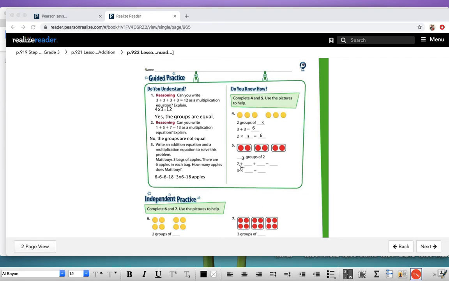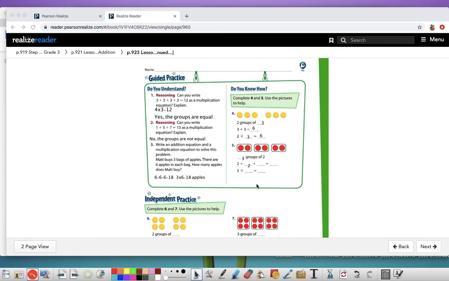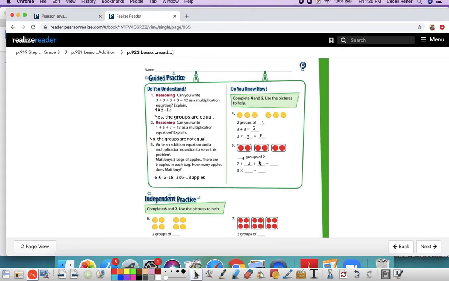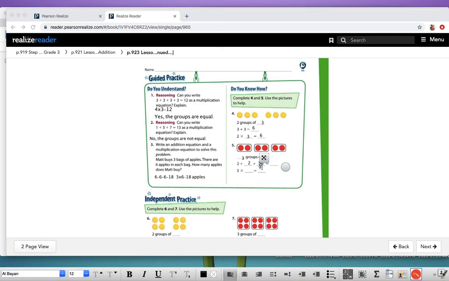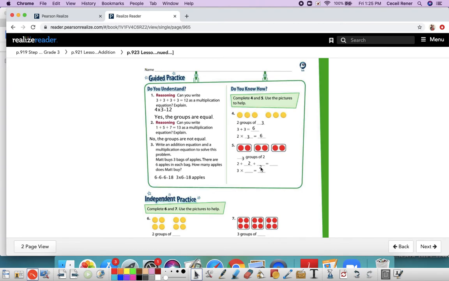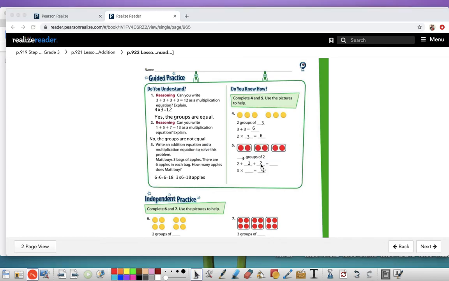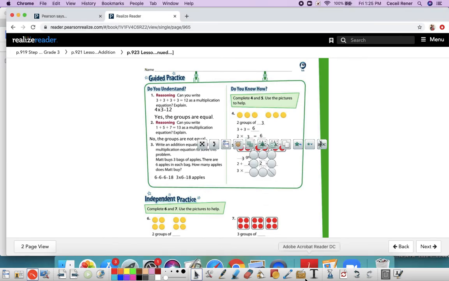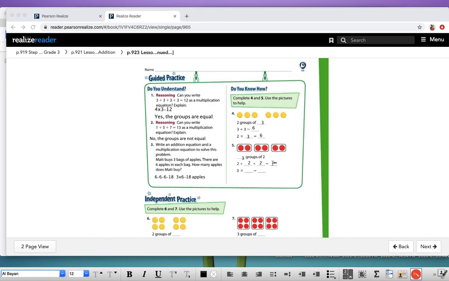So now we put 2 plus what? Oh, gotta get rid of that. We have 2 plus 2, plus what? 2 plus 2 equals what? What does 2 plus 2 plus 2 equal? It equals 6, right. You're doing good. 2 plus 2 plus 2 equals 6.